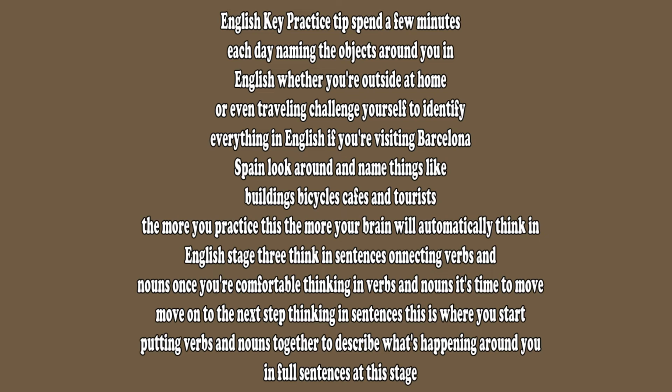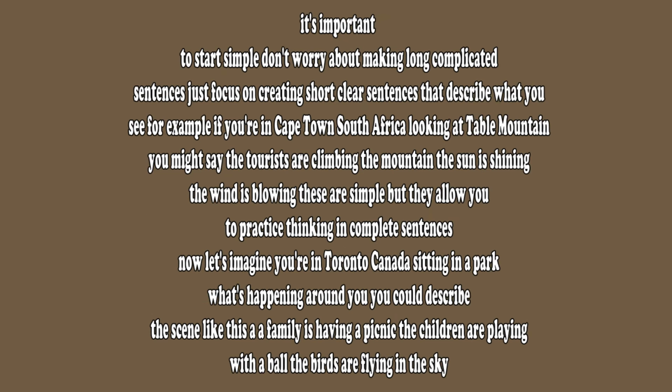Stage 3, think in sentences, connecting verbs and nouns. Once you're comfortable thinking in verbs and nouns, it's time to move on to the next step. Thinking in sentences is where you start putting verbs and nouns together to describe what's happening around you in full sentences. At this stage, it's important to start simple. Don't worry about making long, complicated sentences. Just focus on creating short, clear sentences that describe what you see.